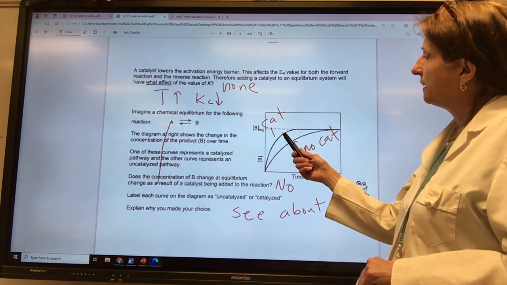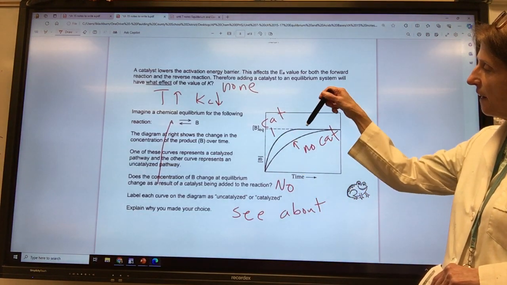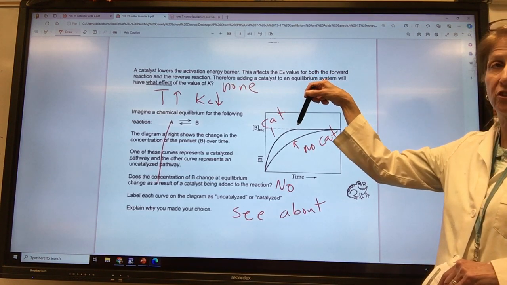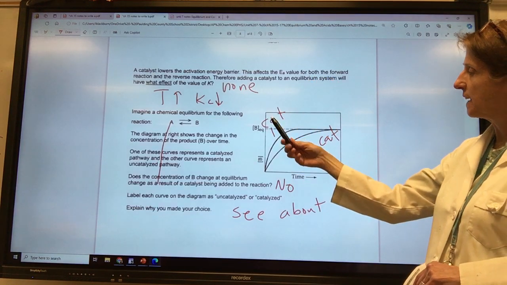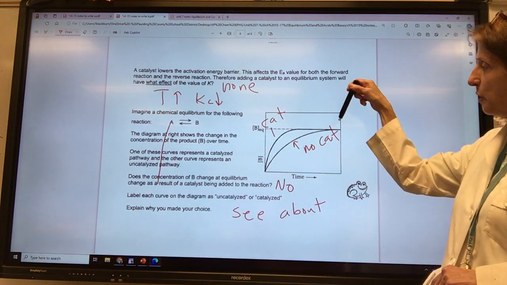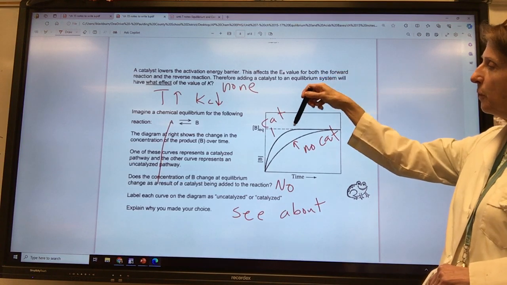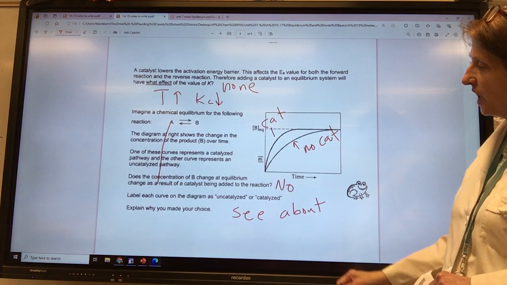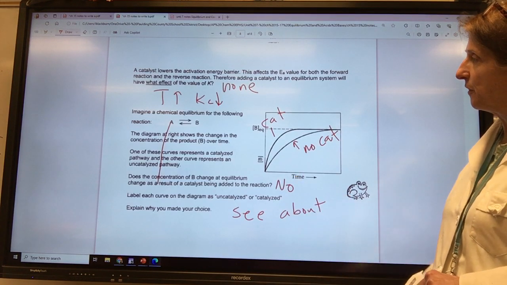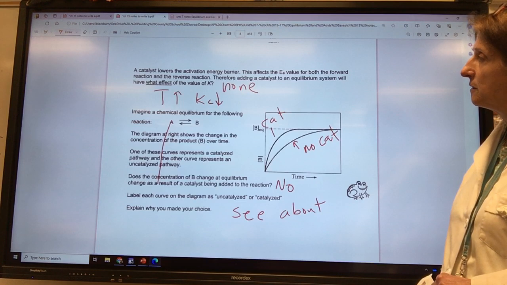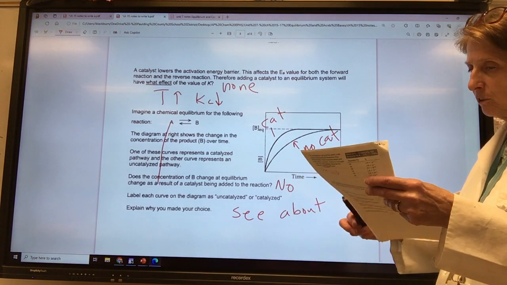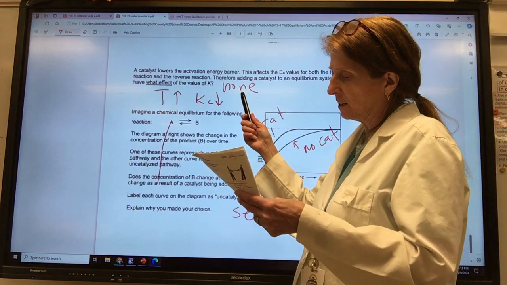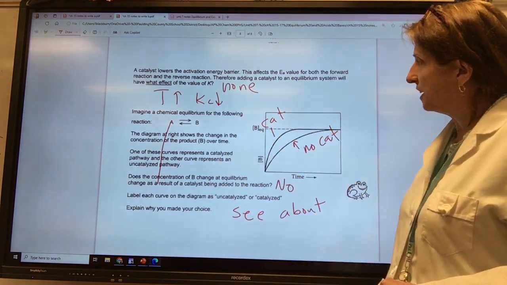But if you add a catalyst, what happens is that the system will reach equilibrium faster. Do you see that? So this one has a catalyst, that one does not have a catalyst. They both get to equilibrium, but the one with the catalyst gets there faster. So does it change the equilibrium? No, you just get there faster. So the rate at which the equilibrium is achieved is faster.